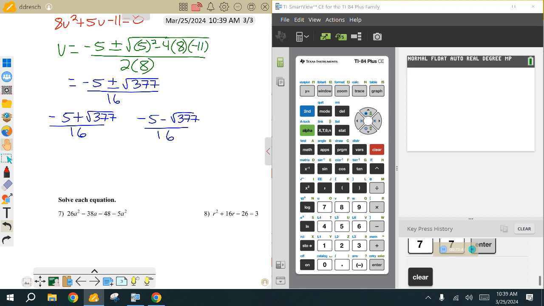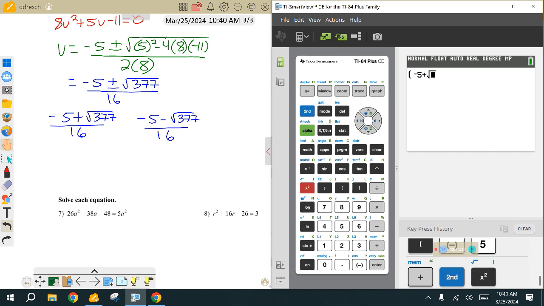My 2 answers I want rounded to the nearest thousandth. I don't care about simplifying these radicals anymore. Because what do the directions ask me to do? Round it. Who cares if I'm simplifying 377 and plugging in my calculator or not? So now go to your calculator and let's plug it in and round it correctly. Now as you type this in, negative 5 plus square root of 377, I like to put that in parentheses, square root of 377, and then close that parentheses, and then divide by 16.